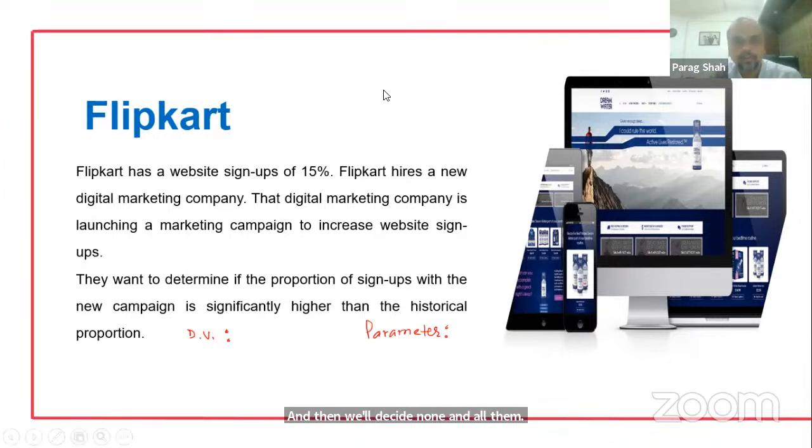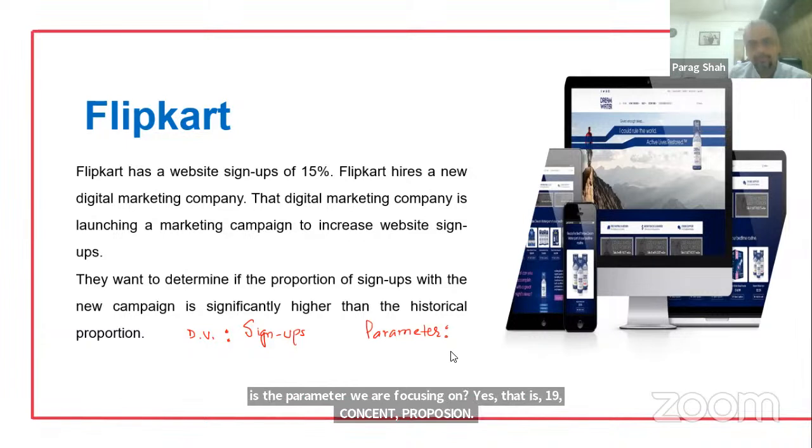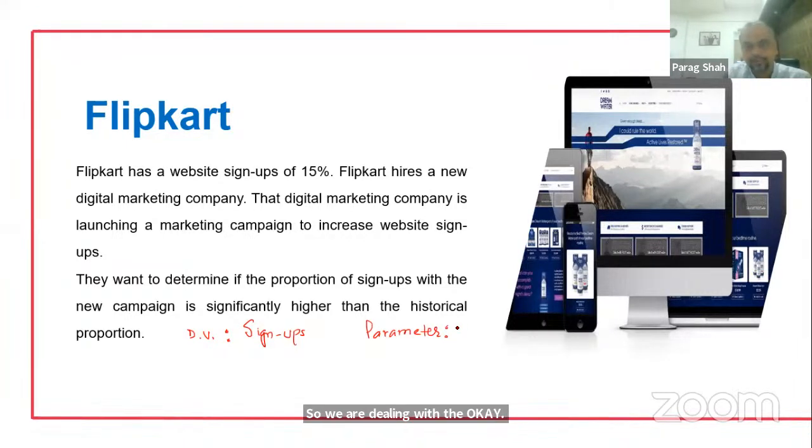So what is the decision variable? Signups. Perfect. Correct, Satish. Signups will be considered as the decision variable. Which is the parameter we are focusing on? Yes, Satish, Nitin, Kanchan, proportion, Carol, perfect. So we are dealing with, okay, Kriti, we are dealing with proportion. That's great. Okay, Lata. So that is perfect.